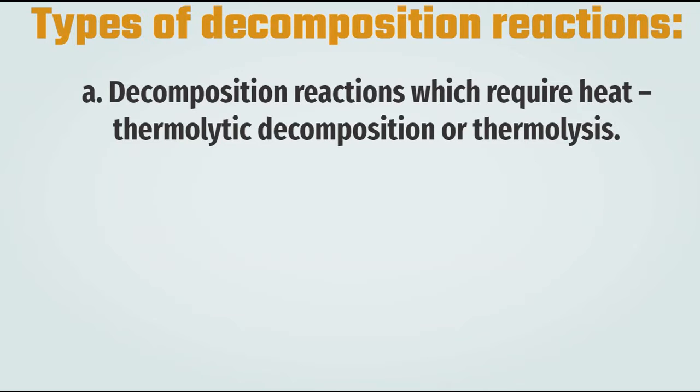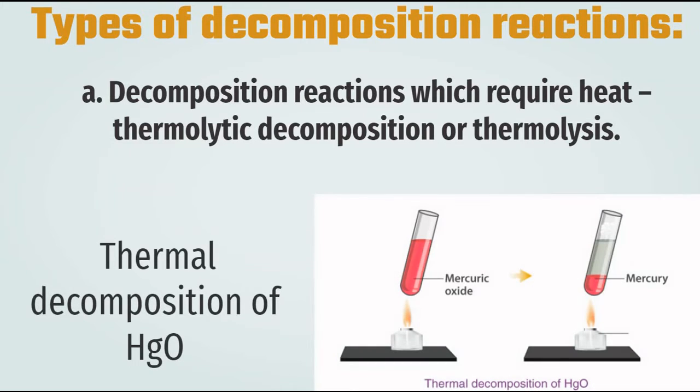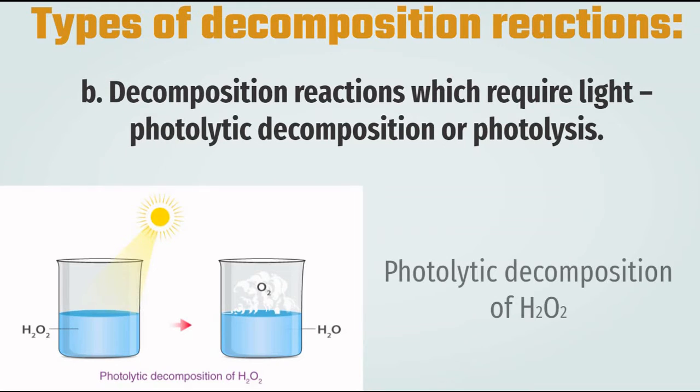Decomposition reaction which requires heat is known as thermolytic decomposition, or thermolysis in short. So this is one type of decomposition reaction. One example of this thermolysis is the thermal decomposition of HgO. The second type of decomposition reaction is the one which requires light, known as photolytic decomposition, or photolysis in short. For example, we have photolytic decomposition of H2O2 here.